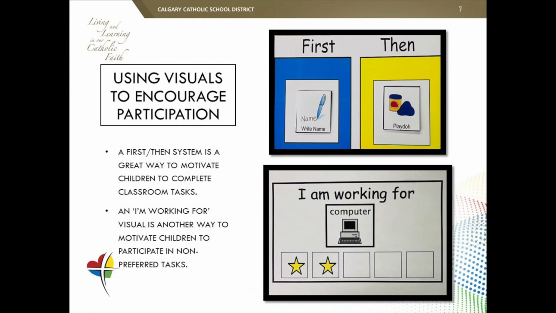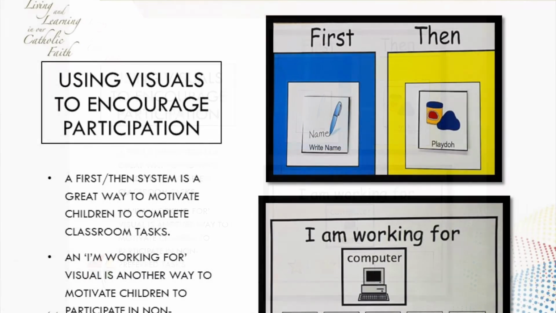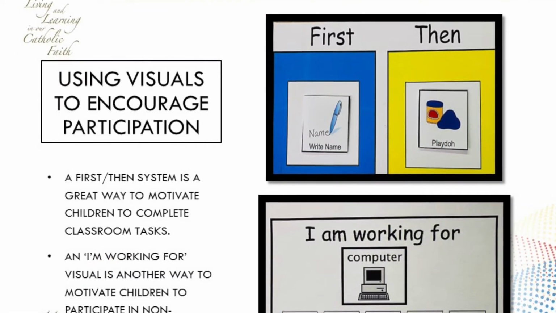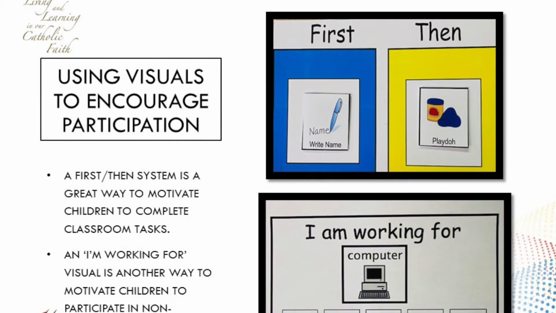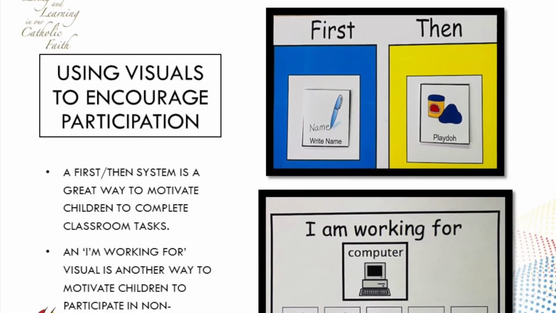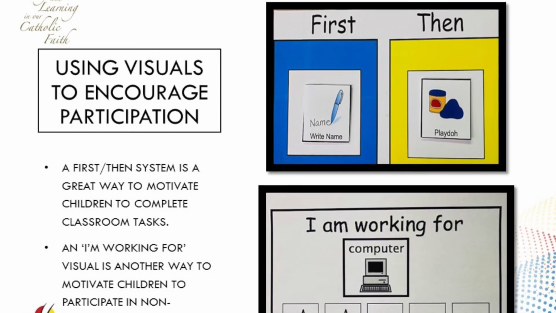Using visuals to encourage participation. A first-then system is a great way to motivate children to complete classroom tasks. If a child is hesitant to participate in an activity, use a first-then visual to show them that once they complete their non-preferred task, they can participate in their preferred activity. So for an example, the top visual here, we have a first-then board. The non-preferred task would be to write their name, and then their preferred task would be to have Play-Doh afterwards.